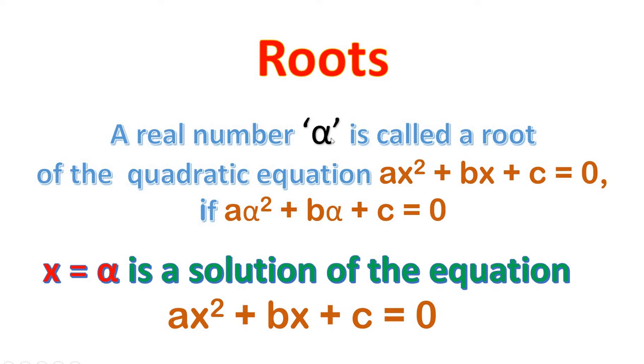On substituting this value alpha in place of x, if the equation completely becomes 0, then we say that alpha is the root of the quadratic equation, and alpha is also called the solution of the equation ax square plus bx plus c equals 0. Any value which, when we substitute in place of x, makes the whole expression 0, is called either a root of that equation or a solution of the equation.